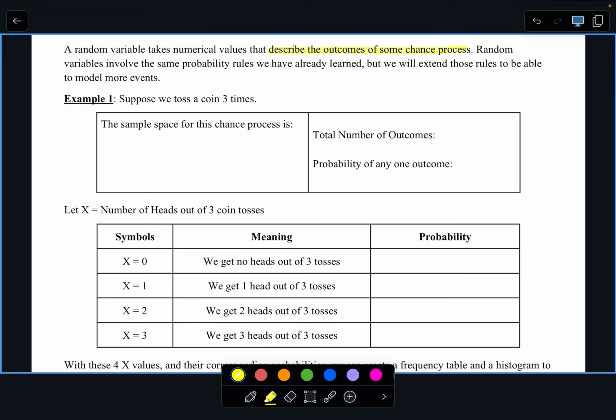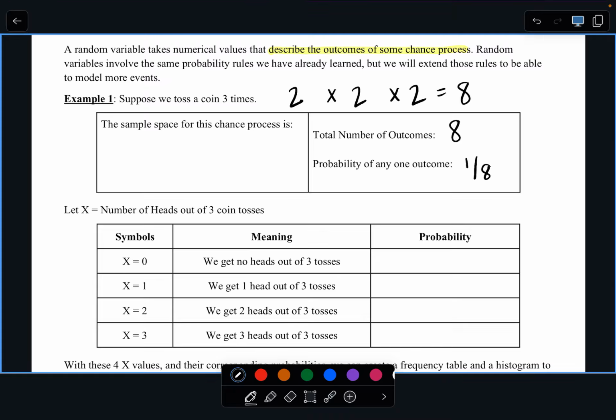Everything that we did in the first half of Unit 4, all of those rules still apply. The example we're going to go through today is a very basic one, but it's going to carry over into all of the things that we do in the future. Suppose we toss a coin 3 times. A coin has 2 sides, heads and tails. To see the total number of outcomes, this is my first coin, 2, multiplied by my second, multiplied by my third, and in total I should have 8 possible outcomes. We've dealt with this before. That means the probability of any one outcome is 1 out of 8.